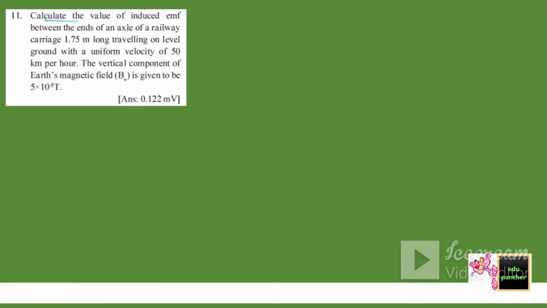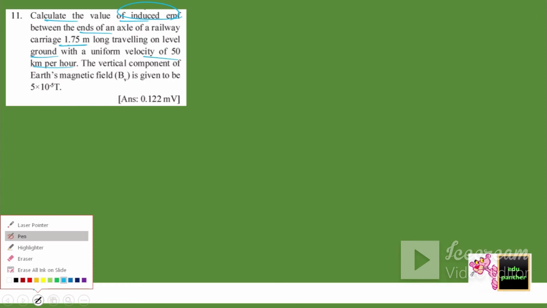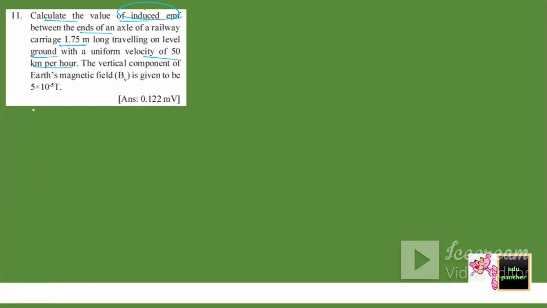See, calculate the value of induced EMF, means we have to find out EMF between the ends of the axle of the railway carriage 1.75 meter long, traveling on a level ground with a uniform velocity of 50 km per hour. Vertical component of Earth's magnetic field is given to you. So first write down the data. We have to find out the EMF induced.